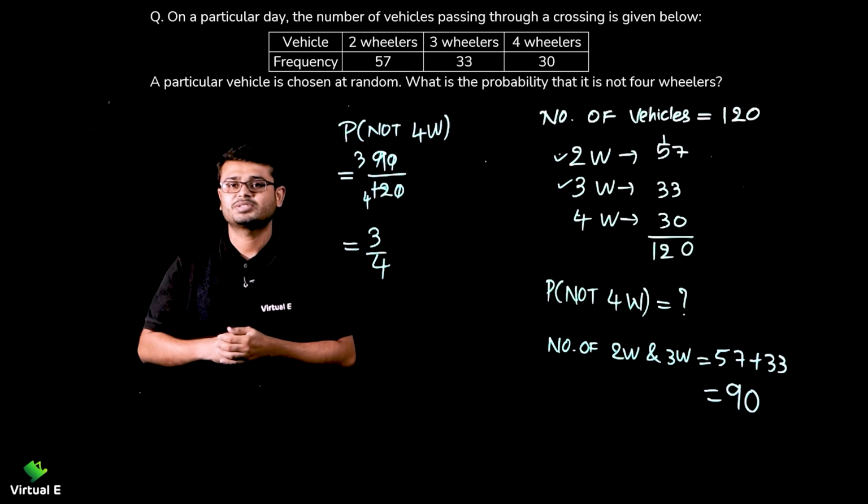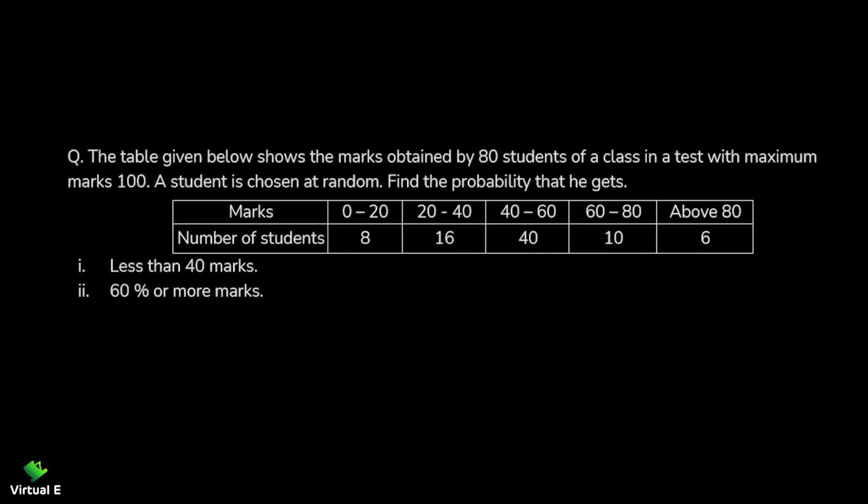Let's discuss the next question. Let's do one more question here with the miscellaneous concept. Let's start. The table given below shows the marks obtained by 80 students of a class in a test with maximum 100 marks. The table is given over here, 0 to 20, 20 to 40 and extends till above 80. And the number of students are also given: 8, 16, 40, 10 and 6. Now, a student is chosen at random. Find the probability that he gets less than 40 marks.